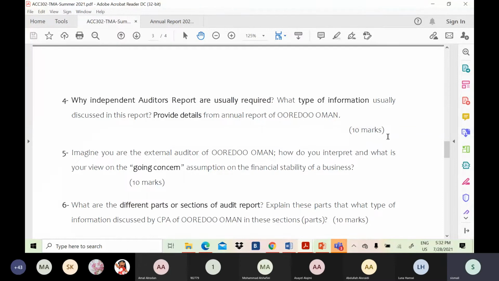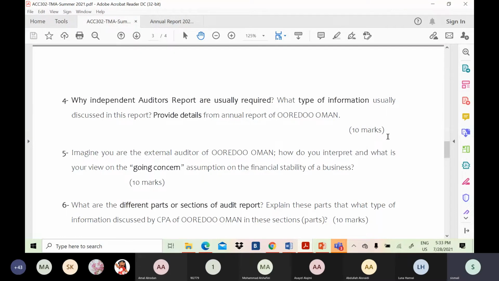From the material. Why do we need an audit report? You can go to chapter 1. So this is from the material, a short answer. Second point: what type of information is usually discussed in this report? Also from the material. Do you remember in chapter 2, when it tells you what information should be in the report? We mentioned it. So the first point is from the material, the second point from the material, and the third point is from Ooredoo Oman. What did he say? He said provide details from the annual report of Ooredoo Oman. Give me support or evidence from the Ooredoo Oman report.